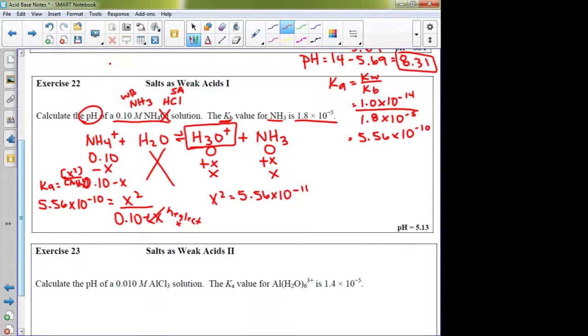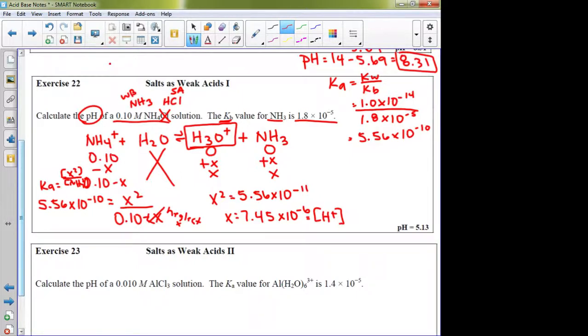So then I cross multiply, and I get X squared is equal to 5.56 times 10 to the negative 11th this time instead of the negative 10th. Then I take the square root and I see that X is equal to 7.45 times 10 to the negative 6th. X gives me my concentration of what? Hydrogen ion, right? Remember H3O positive and H positive are the same thing.